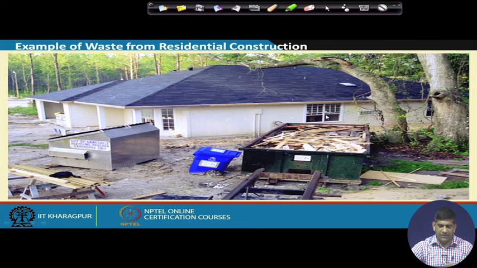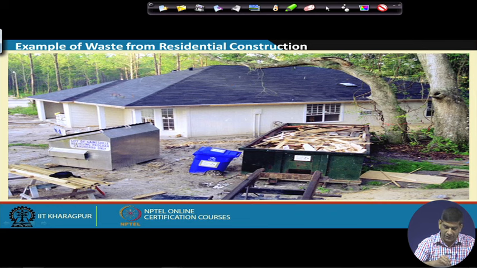Okay, so in terms of examples of waste, if you look at some waste examples from residential building, as you can see over here, these are the asphalt shingles that I was referring to a little while ago. This is your asphalt shingles on top. And the roof is slanted so that heavy rain or snow will come down. So that's why the roof is slanted.